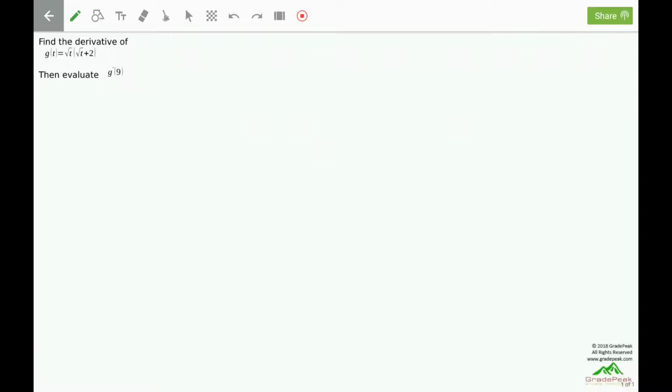Find the derivative of g of t equals the square root of t times the square root of t plus 2. Then evaluate g prime of 9. So g of t is the product of two functions, the square root of t and the square root of t plus 2.